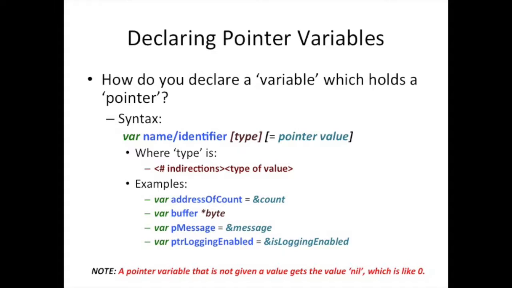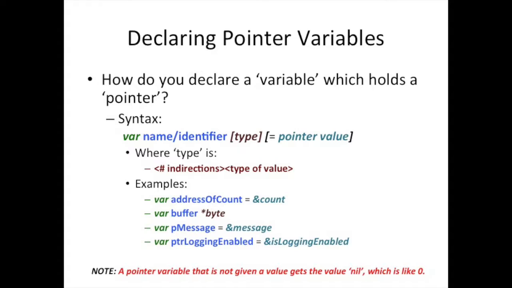Now, sometimes you might not have a variable value that you want to initialize a pointer with. So in this case, when I say buffer is a variable and the type of it is pointer to byte, that is how I say that this variable buffer actually contains the address, or pointer, to a byte value. And that's exactly what it means there.